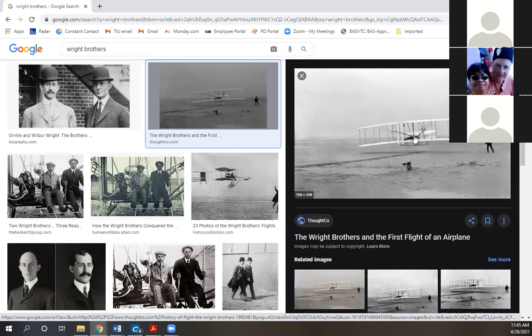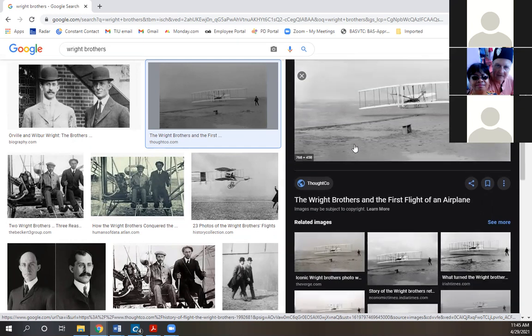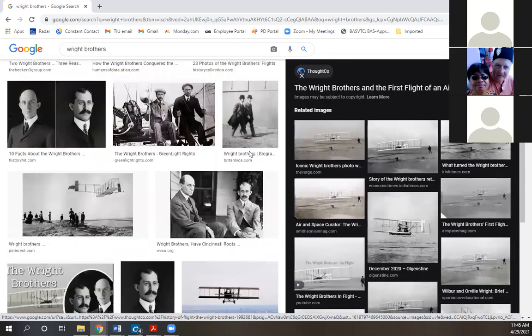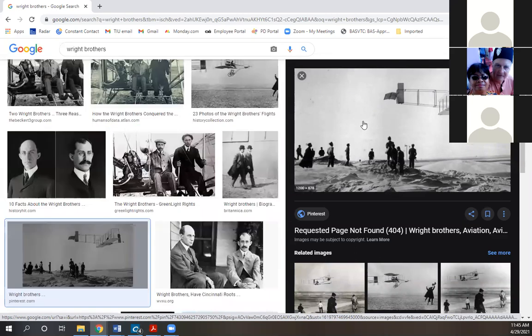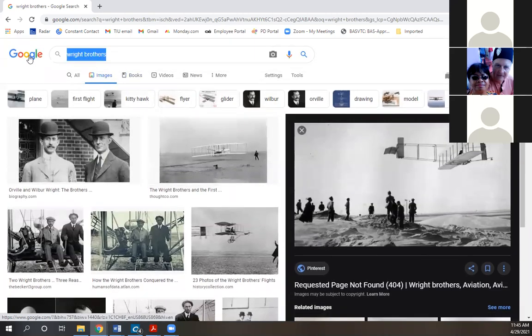It wasn't gliding like on a hang glider or something, like a kite. So it had a motor. It was very, very basic, but they did it. They showed that it could be done. And then by the end of the 1900s, by 1910, by 1920, planes were happening very quickly. Okay, so we go from this picture here to World War One.